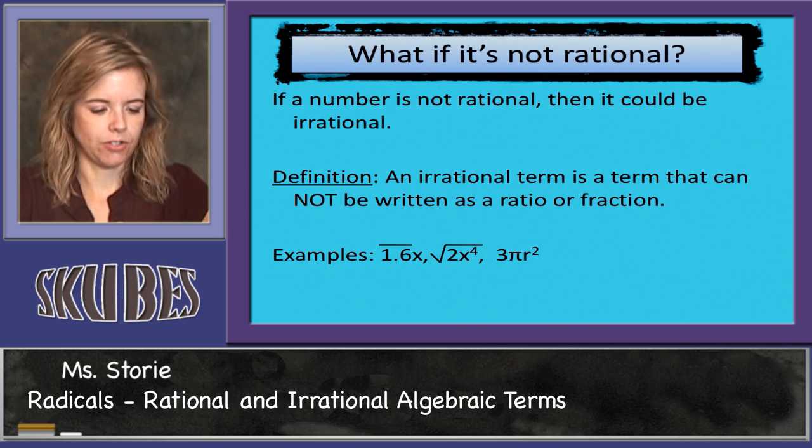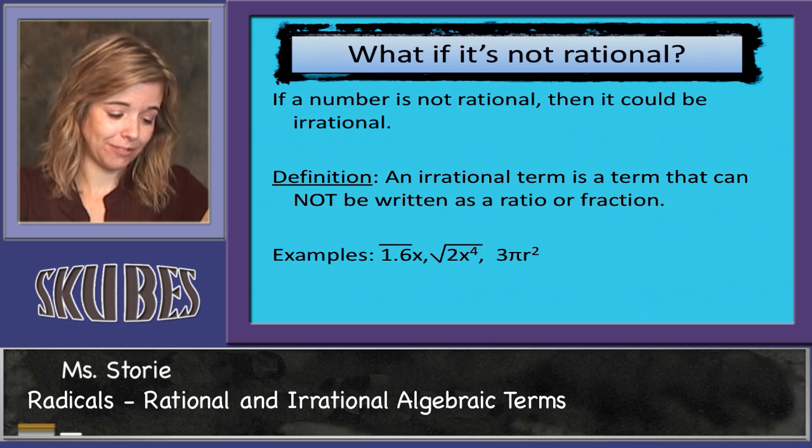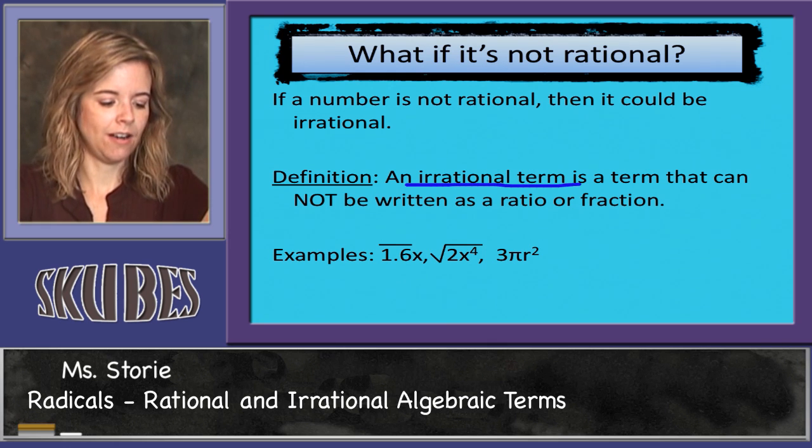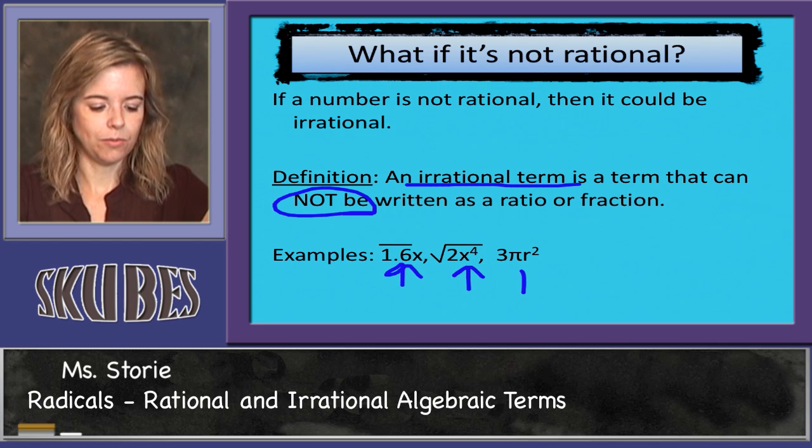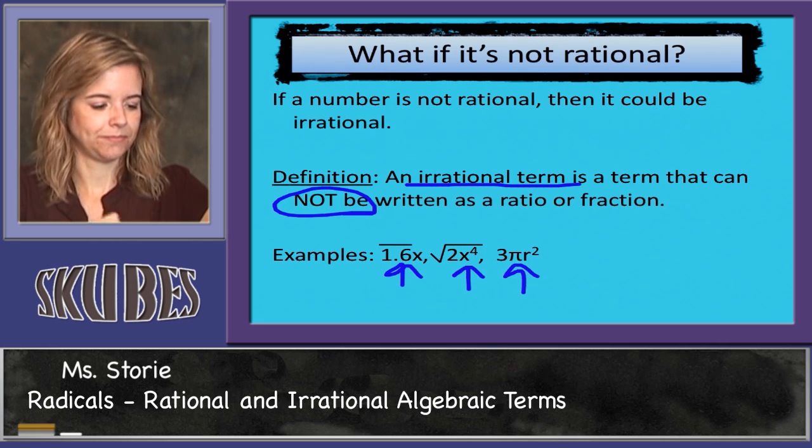But what if the number's not rational? Then it would be irrational. An irrational term is a term that cannot be written as a ratio or fraction. We're going to take a look at why these would be considered irrational numbers.